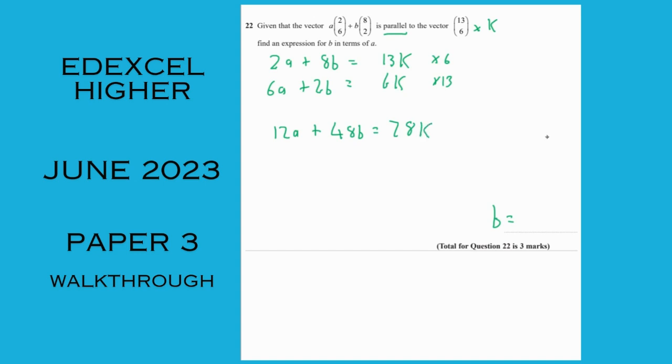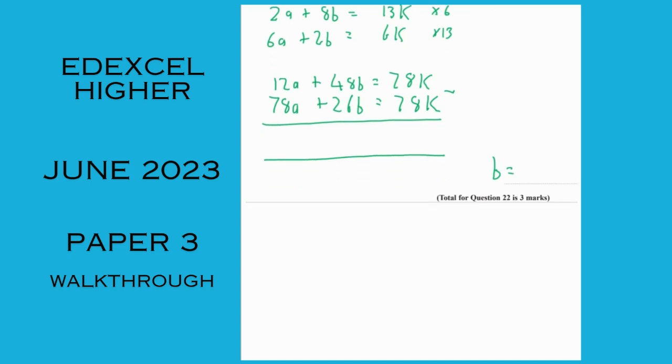78k. Times the bottom by 13. 13 6's 78a, 13 2's 26b, 13 6's 78k. So I'm going to do top take away bottom, means 12 take away 78, minus 66a, 48 take away 26, 22b equals nothing.